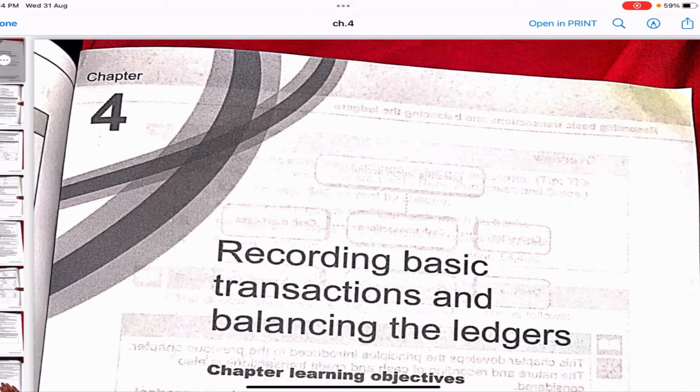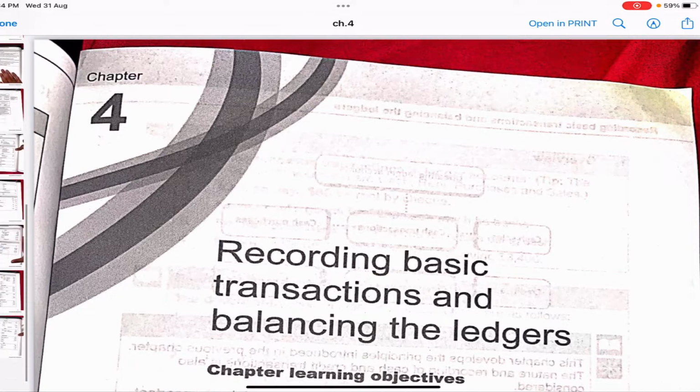In this chapter we will be learning about how we make entries in the ledger accounts. That we have already seen in the previous chapter. In this chapter we will be learning how to balance the ledgers, and we'll see how you record them in the ledgers and how you balance them. Even though most of the concepts in this chapter are already known to you, we will still be doing this, and this is going to be a short video because you've done it.